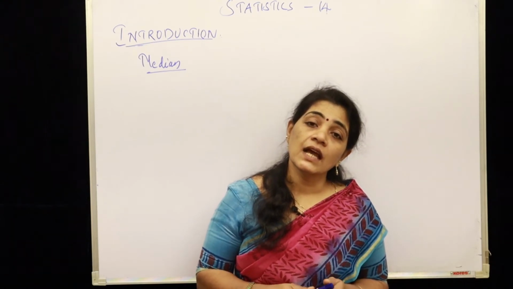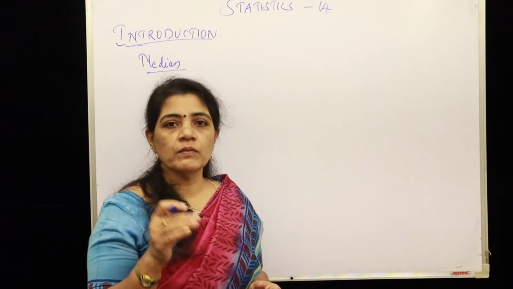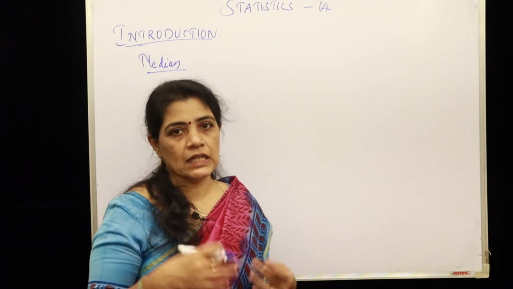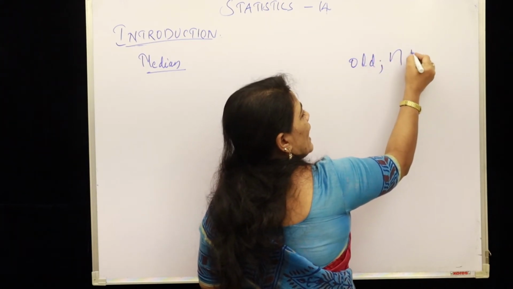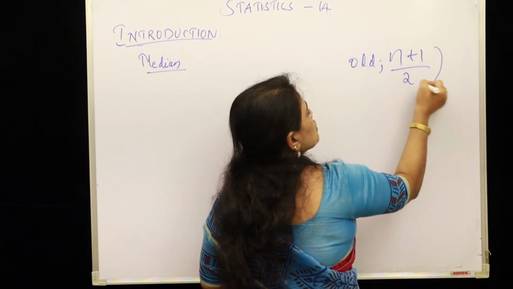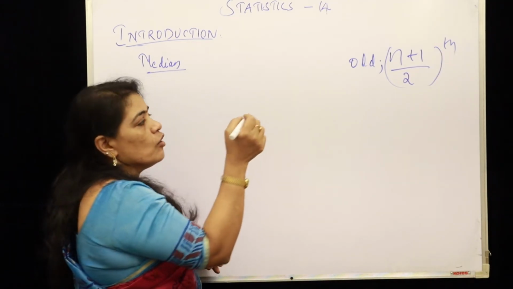If n is even, the median is half of the n by 2th observation plus the n by 2 plus 1th observation. That we have learned. If n is odd, it is the n plus 1 by 2th observation. That is how to calculate the median.